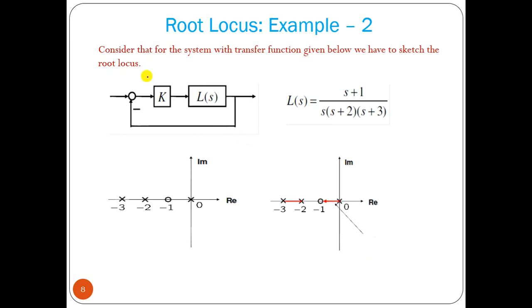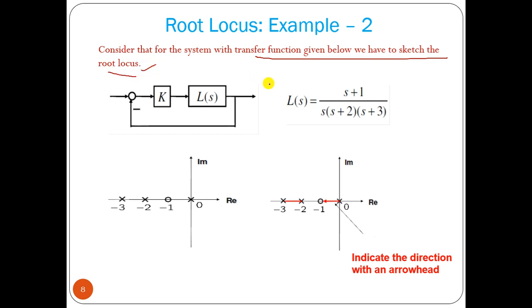Here, consider the system with the transfer function given below, and we have to sketch the root locus. So this is the transfer function G(s). We multiply that with k, and that is the open loop transfer function. From that we can say we have a pole at 0, then zeros at -1, -2, -3.